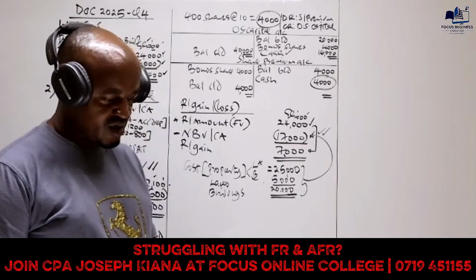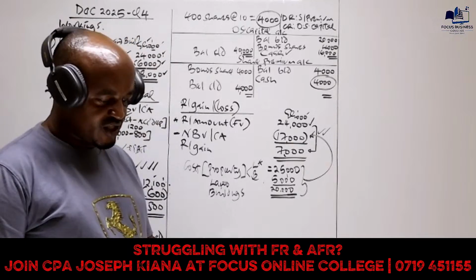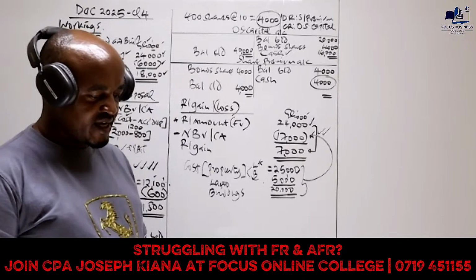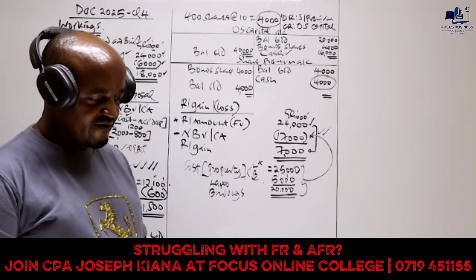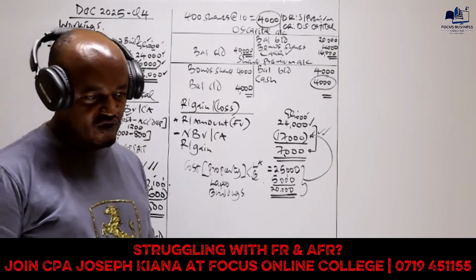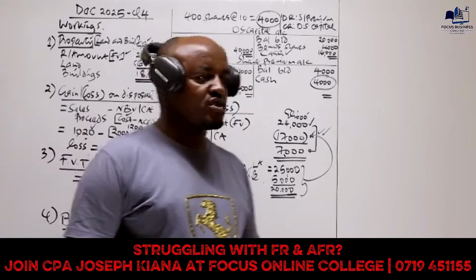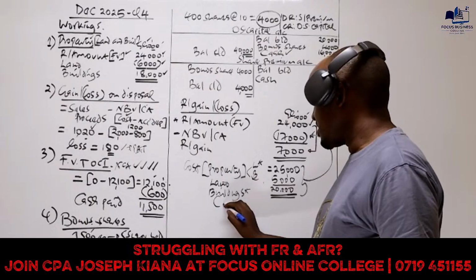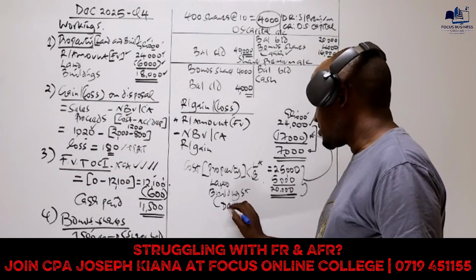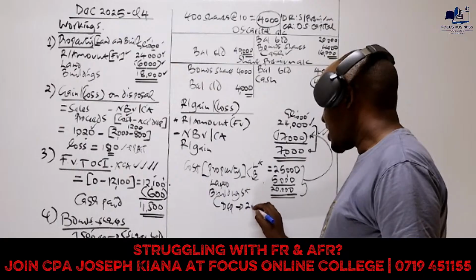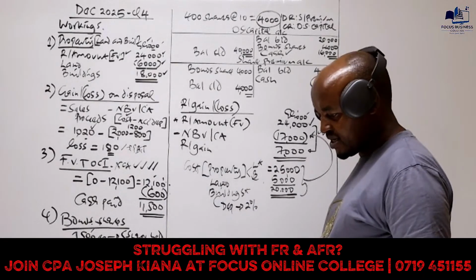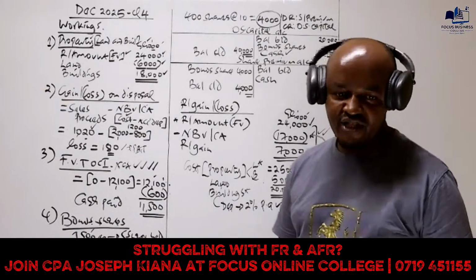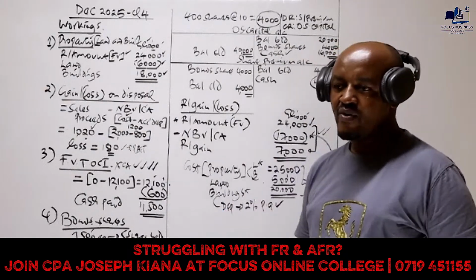We are told buildings were being depreciated on a straight line basis at the rate of 2%, and had a remaining useful life as at the date of revaluation. So basically, before the company revalued buildings, the company was depreciating buildings at the rate of 2% per annum. This is how the buildings were being depreciated before they were revalued.